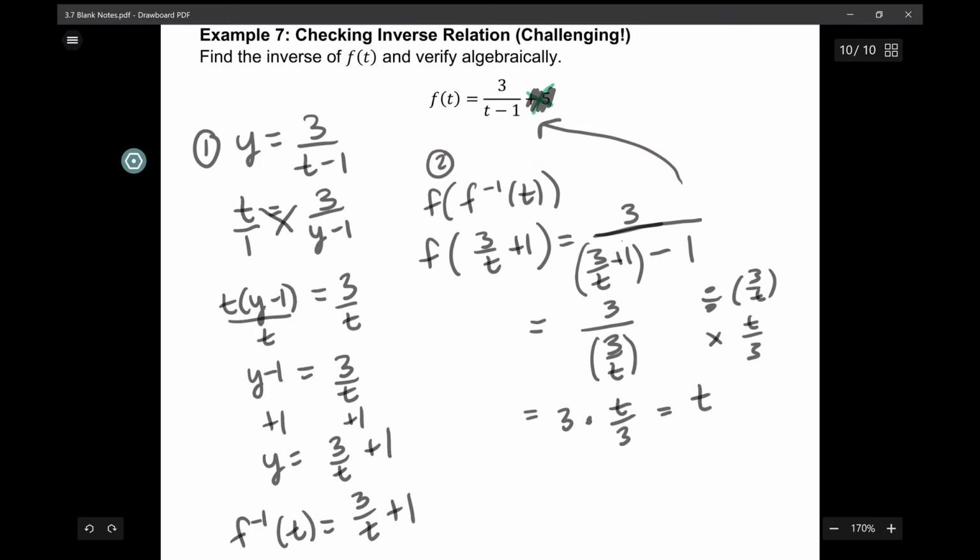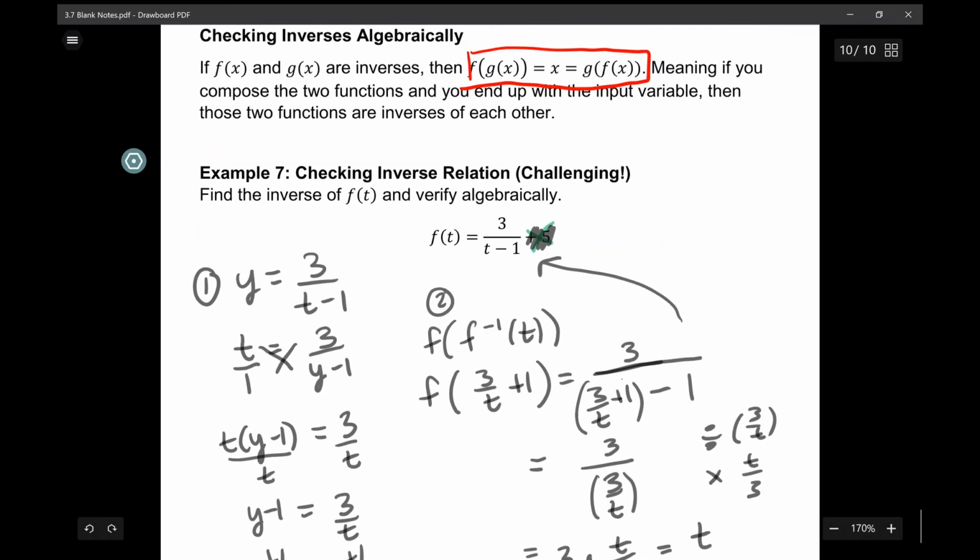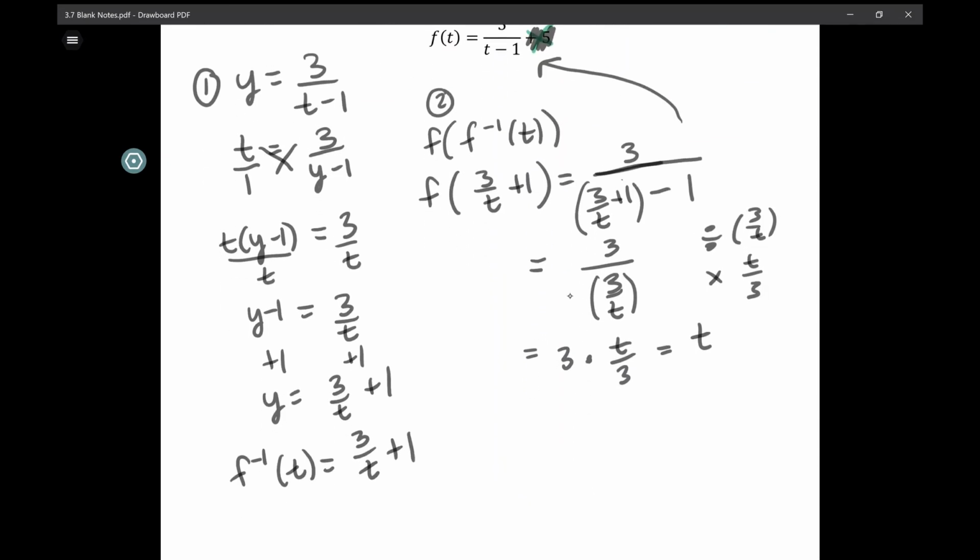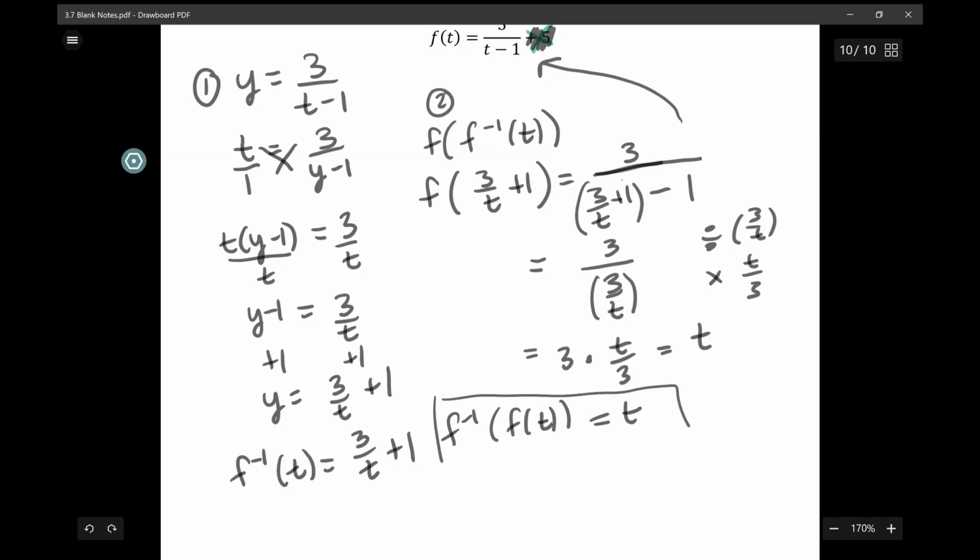Sure enough, if I take the function of my inverse function, I get my input back again. So I took my input to the output and then the output back to the input. So I'm back where I started from. So that's how you verify an inverse function. Now to be thorough, you should do f inverse of f of t and show that you get t that way too. And I'm going to leave that up to you guys to do in your notes right now.